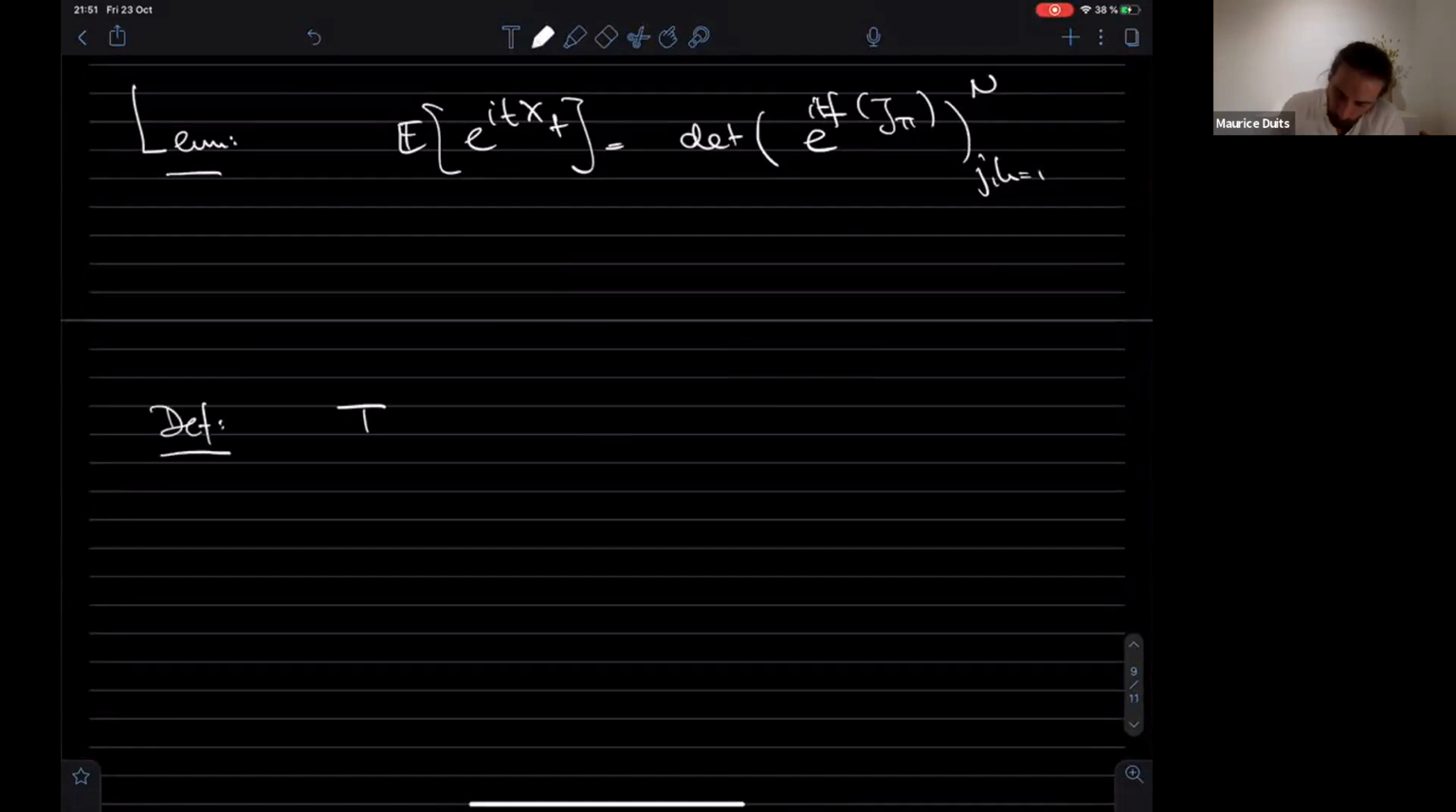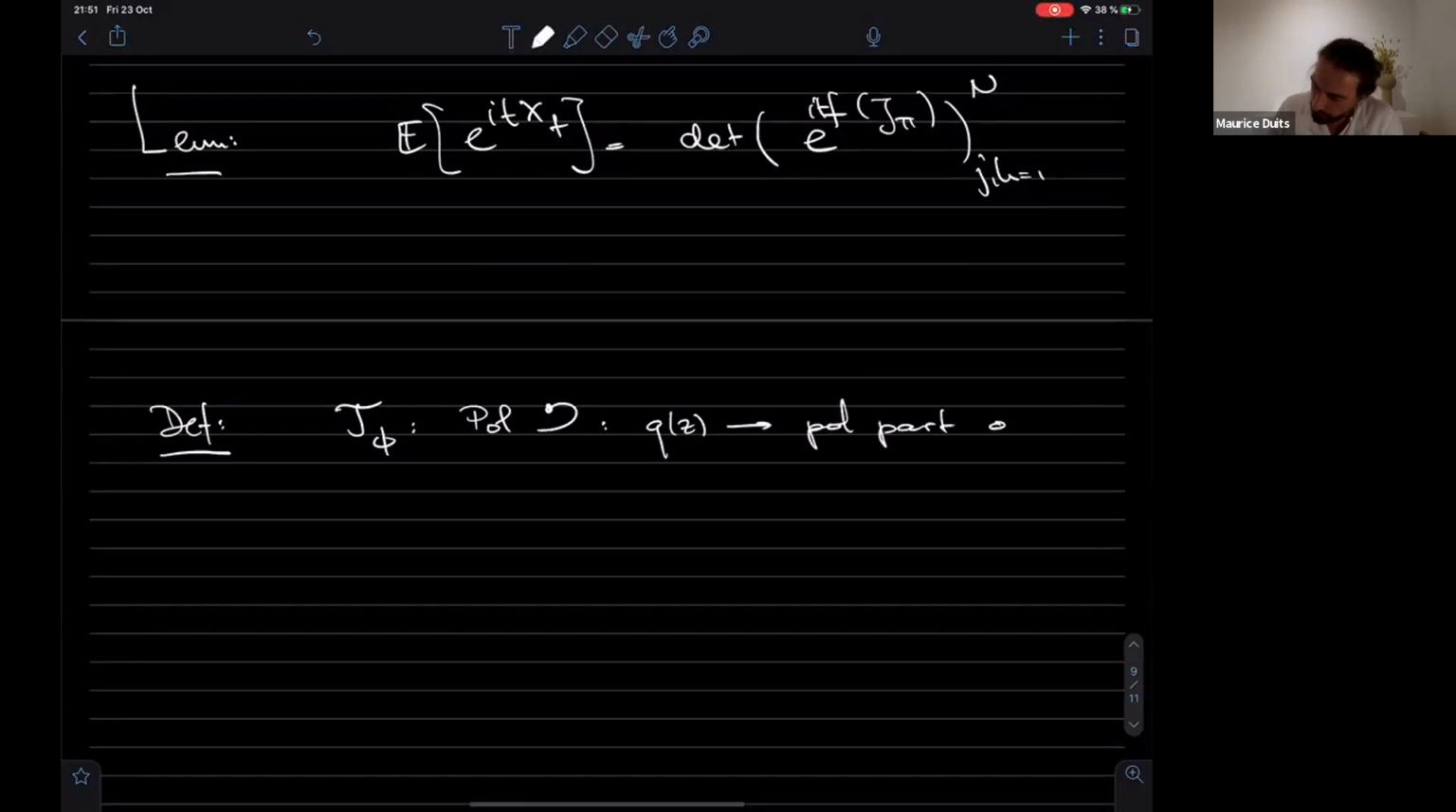Let me call this calligraphic T, curly T phi, which is an operator that's basically a Toeplitz operator. It's defined on the space of polynomials, and it maps the polynomials to the polynomial part of f, and I also assume now that f is a polynomial.